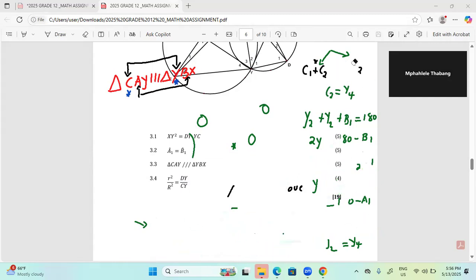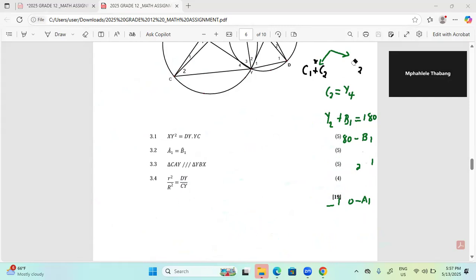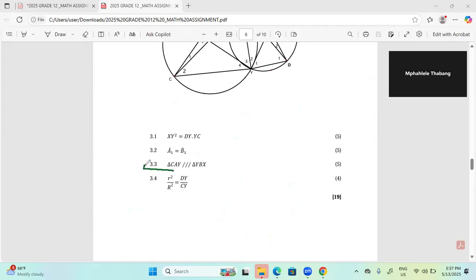The last question in this problem says to prove that small letter r squared over capital letter R squared equals DY over CY. Immediately, since we have proven our triangles are similar, we can do this. Remember, we said CAY is similar to YBX.